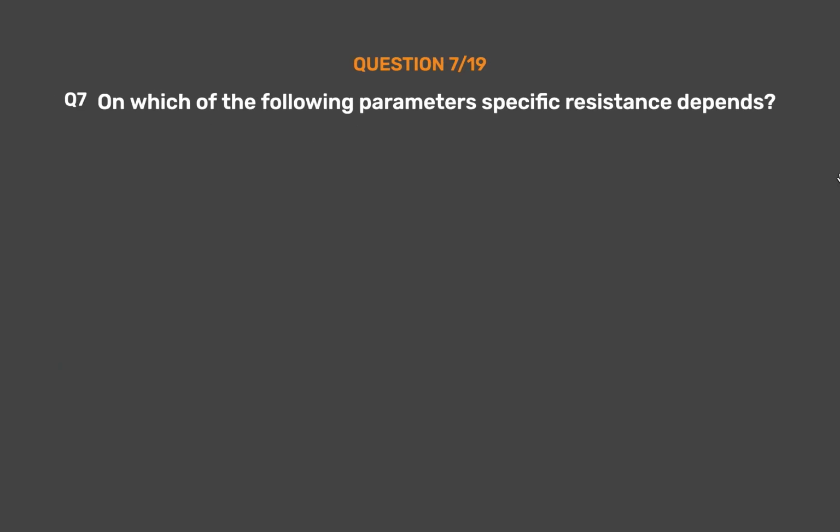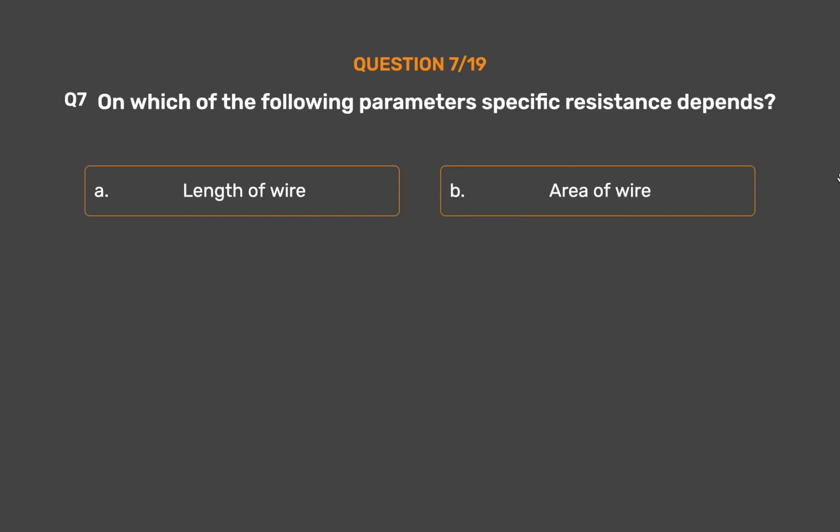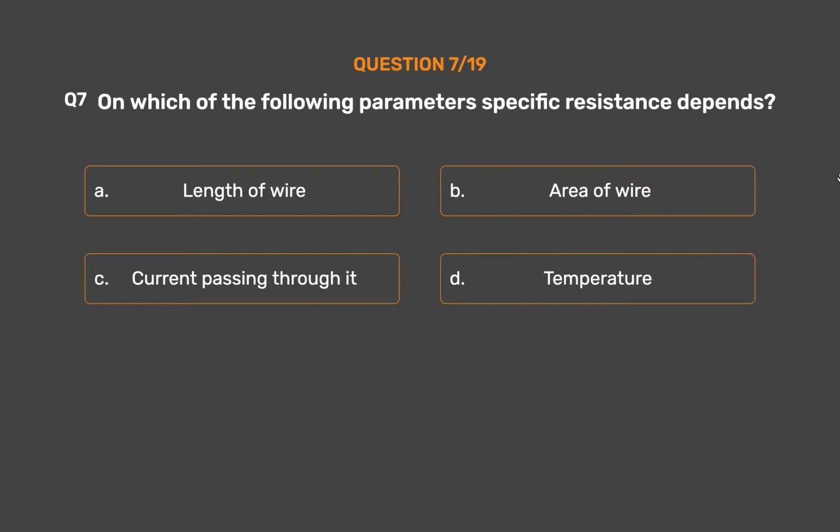Question number 7. On which of the following parameters does specific resistance depend? Option A. Length of wire. Option B. Area of wire. Option C. Current passing through it. Option D. Temperature.